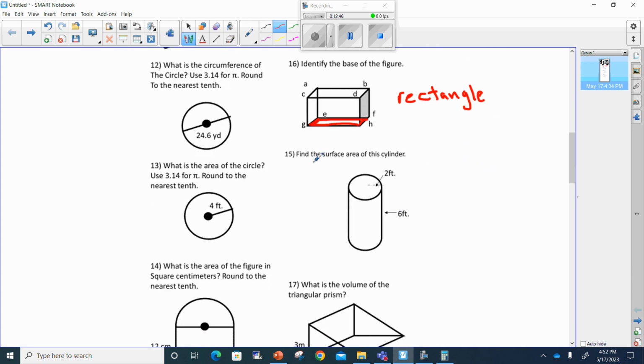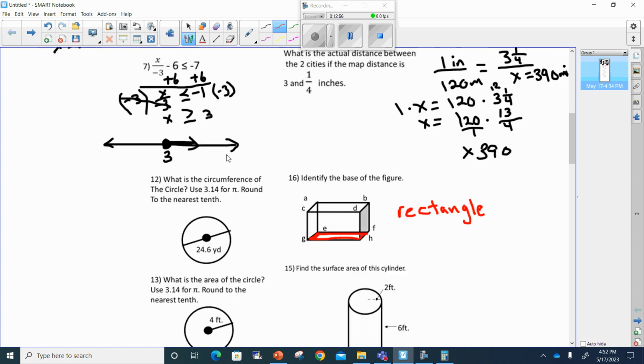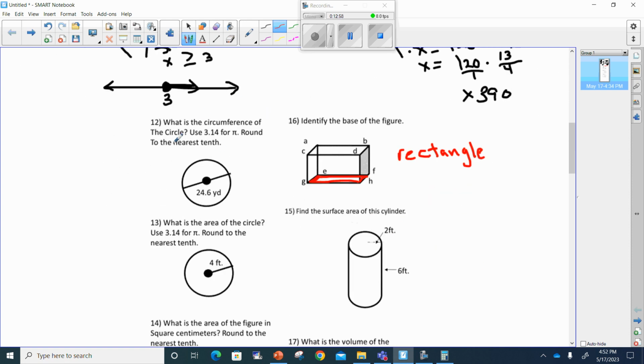Number 15 says, find the surface area of this shape. Wow, I totally was going down here. I should have gone to number 12. I'm going to go back over here to number 12. I apologize for that. What is the circumference of this circle?